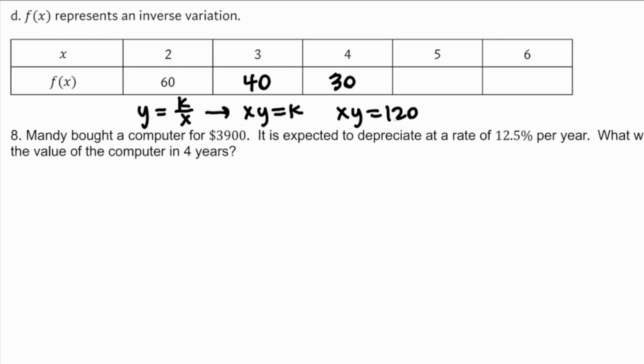120 is definitely divisible by 5. You know, in some ways, dividing by 5 is like multiplying by 2. So it's going to be 24. And 120 divided by 6 would be 20. Because in all of these pairs, I need to have a constant product.